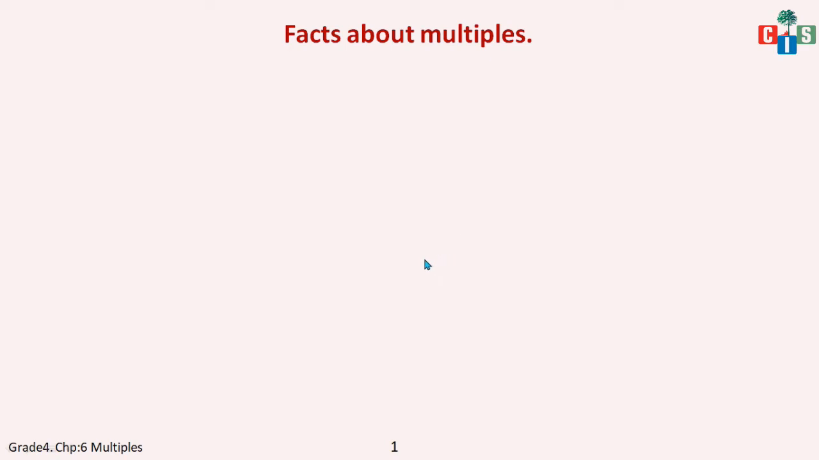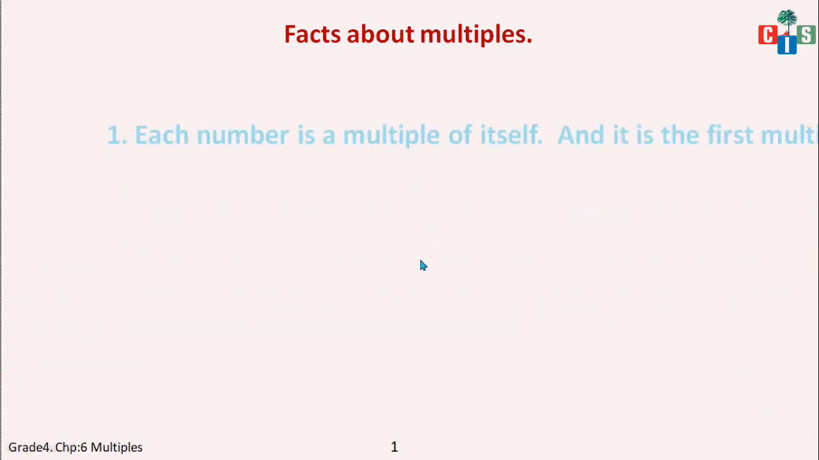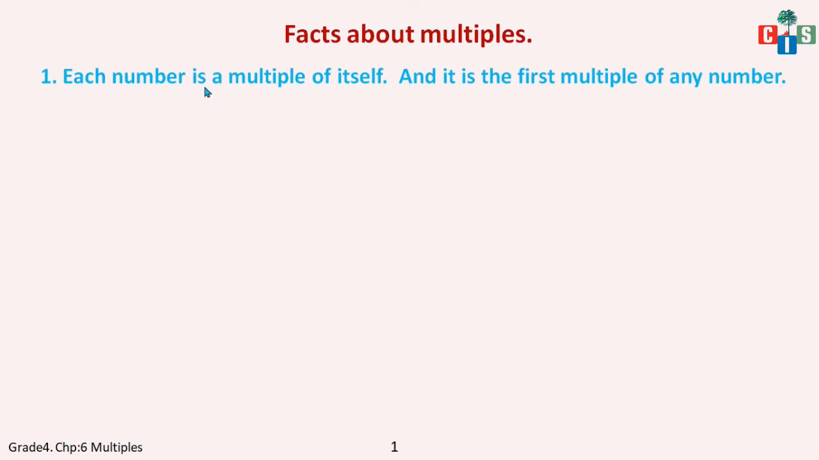So let's have the first fact. It says that each number is a multiple of itself. कोई भी नंबर खुद का मल्टीपल होता है. And it is the first multiple of any number. And वो पहला मल्टीपल होगा. So let's take each number. कोई भी नंबर ले लेते हैं.